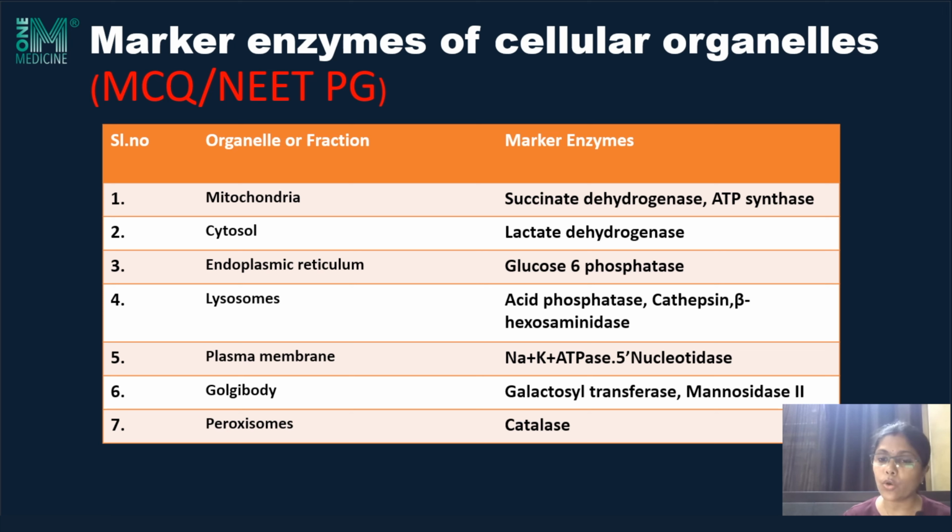To start with, mitochondria: succinate dehydrogenase or ATP synthase. Next is the cytosol: lactate dehydrogenase. Endoplasmic reticulum: glucose 6-phosphatase. Lysosomes: acid phosphatase, cathepsin, beta hexosaminidase. Plasma membrane: sodium potassium ATPase or 5' nucleotidase. Golgi body: galactosyl transferase or mannosidase 2. And for peroxisome it is catalase. So this is the list of marker enzymes. This is the ideal steps of subcellular fractionation and the marker enzymes in a small summary.